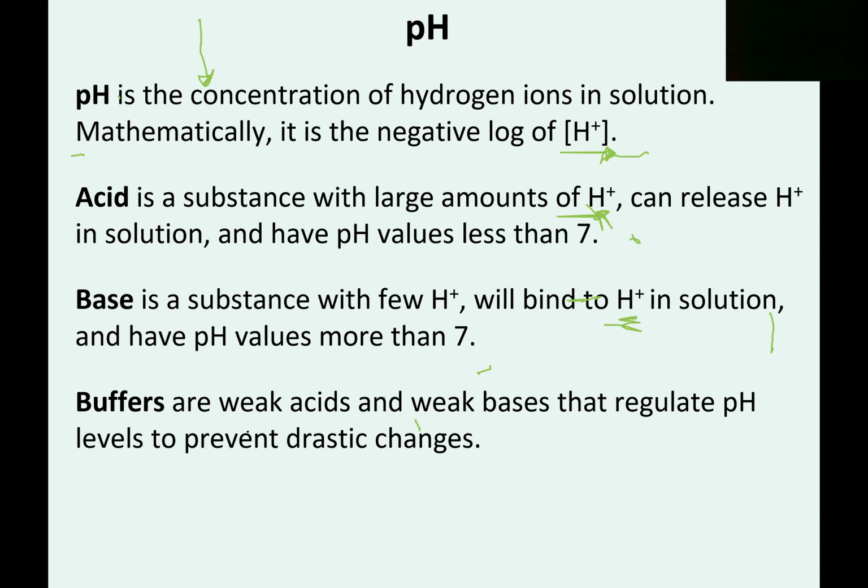Buffers are weak acids and weak bases that regulate pH levels to prevent drastic changes. With pH, we only want small changes. You don't want to put a 200-pound dad and a 50-pound toddler on the opposite ends of a teeter-totter. So think of the same thing: two toddlers or two kids of the same size on either side. So you just want little changes, not big ones.